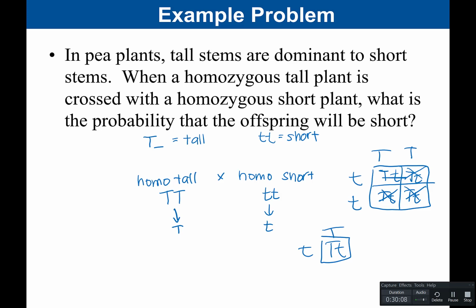So the offspring, there's 100% probability that the offspring are going to be big T, little t, which will give tall offspring. So the probability that the offspring are short, that's a 0% probability. There's no chance of having short offspring. All of the offspring are going to be tall.